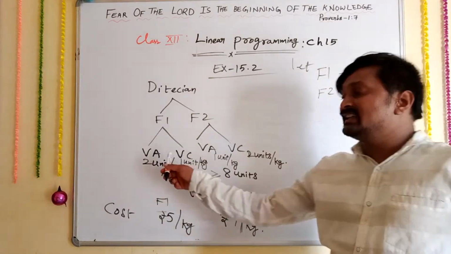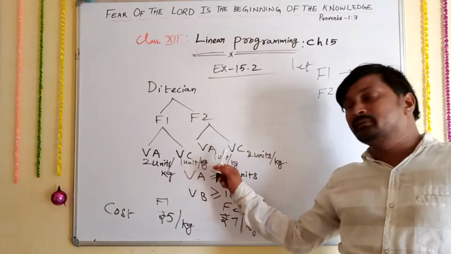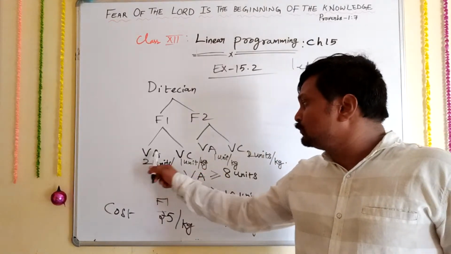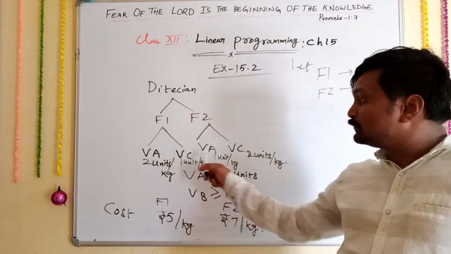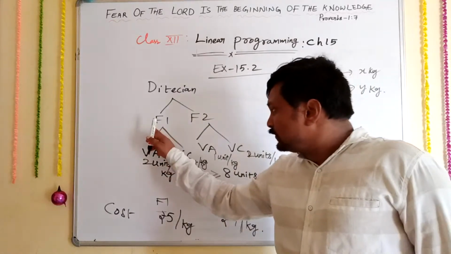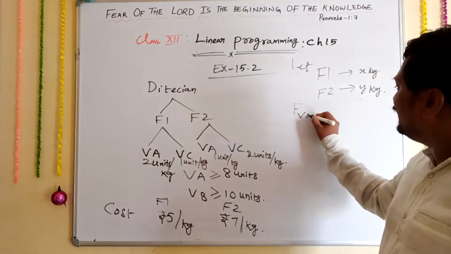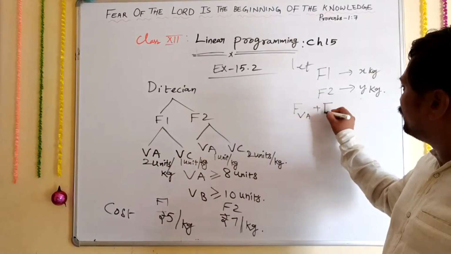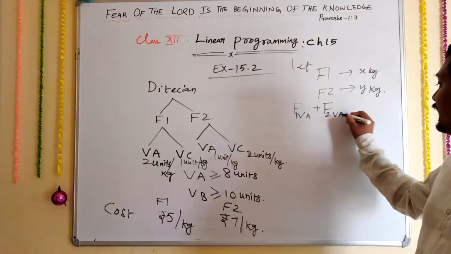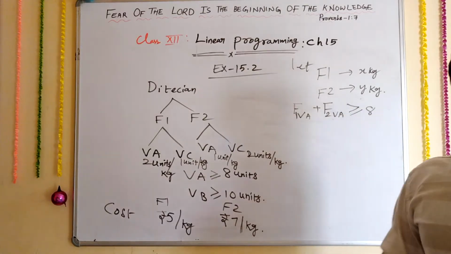Then what is the equation of vitamin A? What is the equation of vitamin C? For the vitamin A equation, you have to add both foods, and the total should be how much? Only 8 units are required. Food 1 vitamin A plus food 2 vitamin A should be greater than or equal to 8 units according to the question.